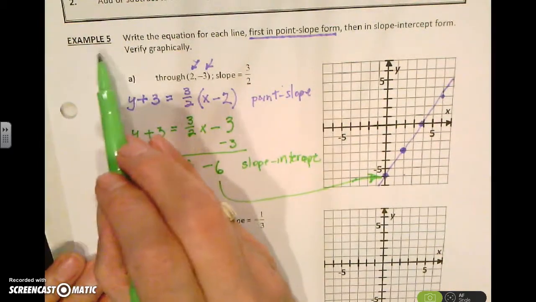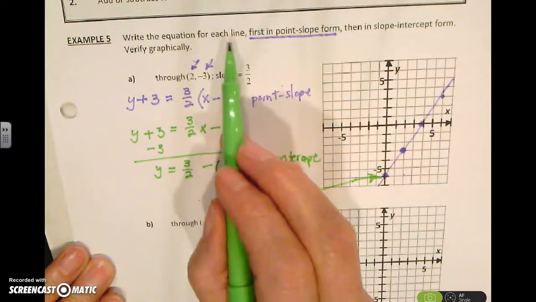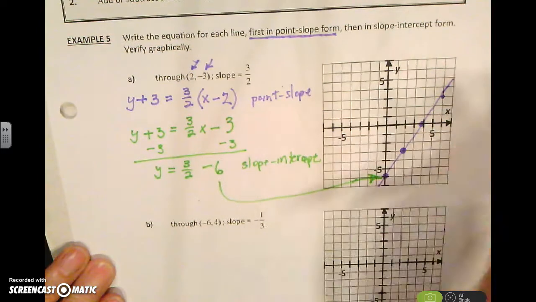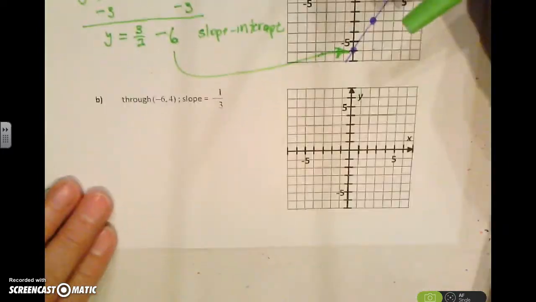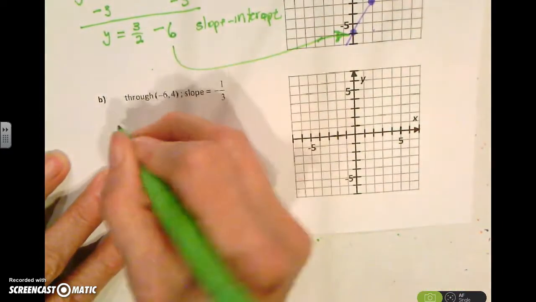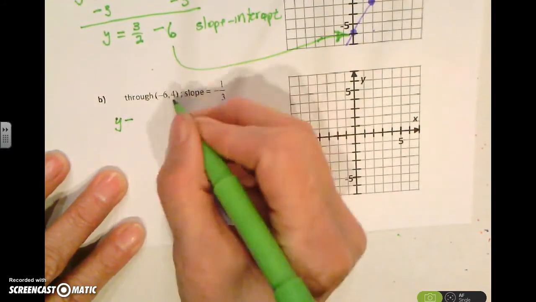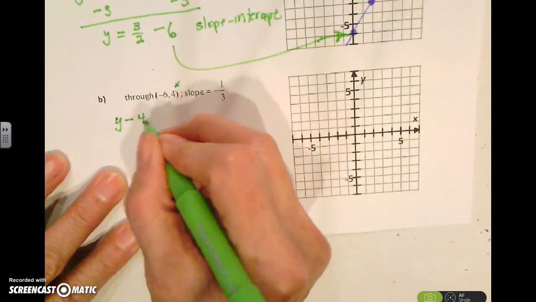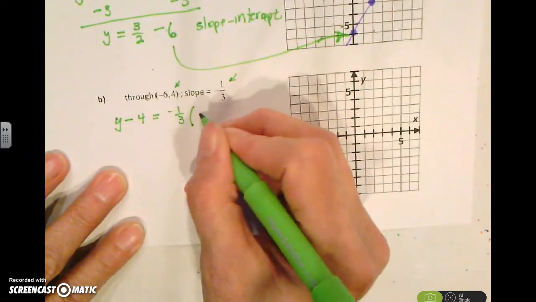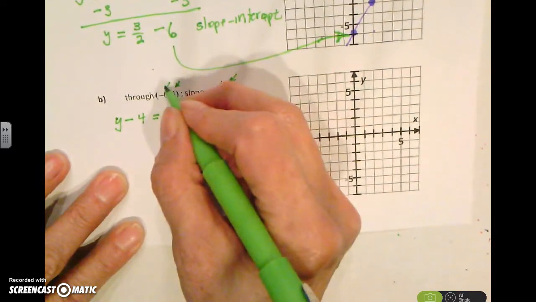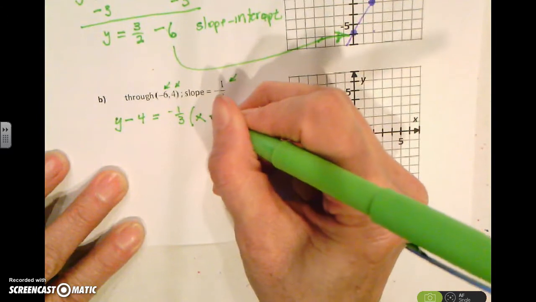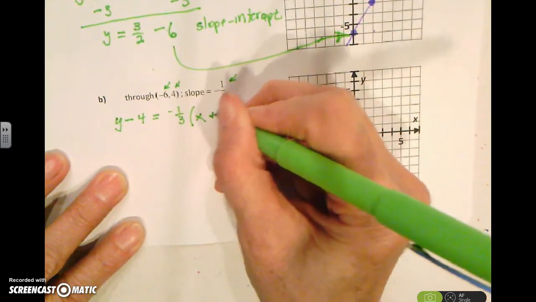So we will again continue with example 5. We're going to write the equation for each line first in point-slope form, then we're going to change it to slope-intercept form. Verify graphically. So here's part B. We want to write it in point-slope, so this is going to be y minus, here's our y value, 4, is equal to the slope, negative 1/3 times x minus our x point of the ordered pair, which is negative 6. So x minus a negative 6, so it's going to be plus 6.